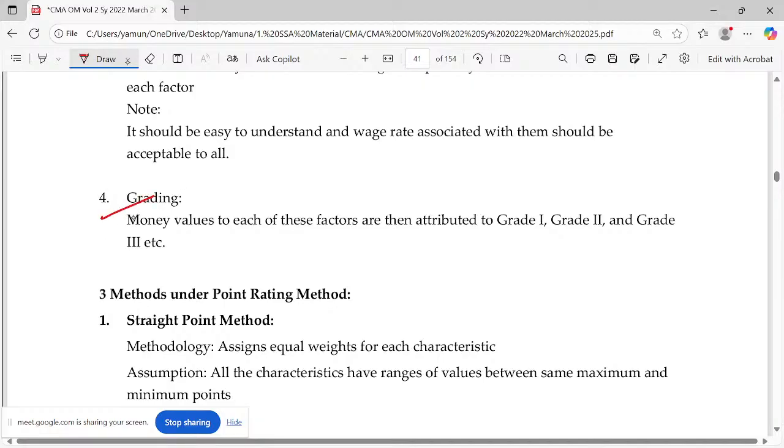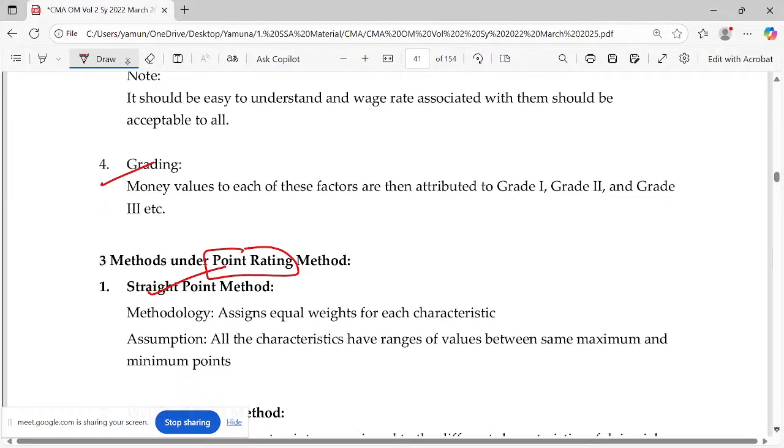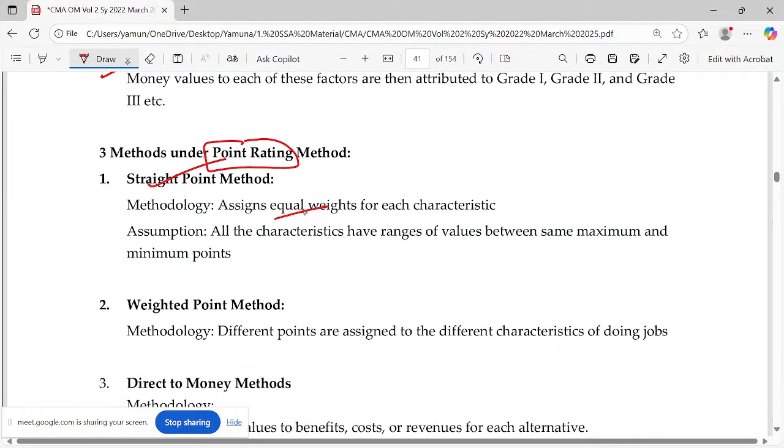Whereas if you go for the point rating method, the first one is the straight point method, which means no weights are given, which means equal weights are assigned. So usually we call it simple or unweighted, and weighted. Here, in the same way as the term simple or unweighted, they have used straight point method. So the assumption is that all the characteristics will have a range of values having some maximum and minimum points. Whereas if you go for the weighted method, different points will be assigned to the different characteristics depending on the job. Probably your job might be sitting in an AC room. It looks so easy, but it will not be that easy.